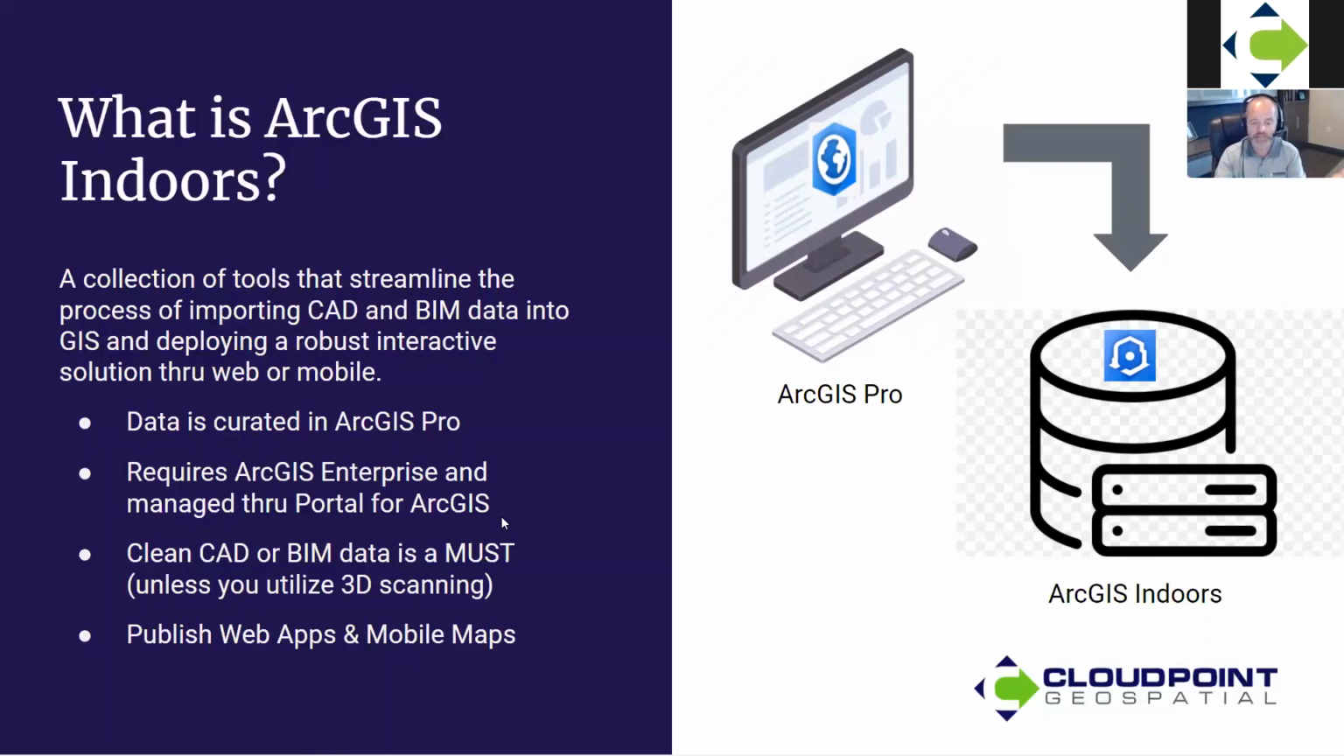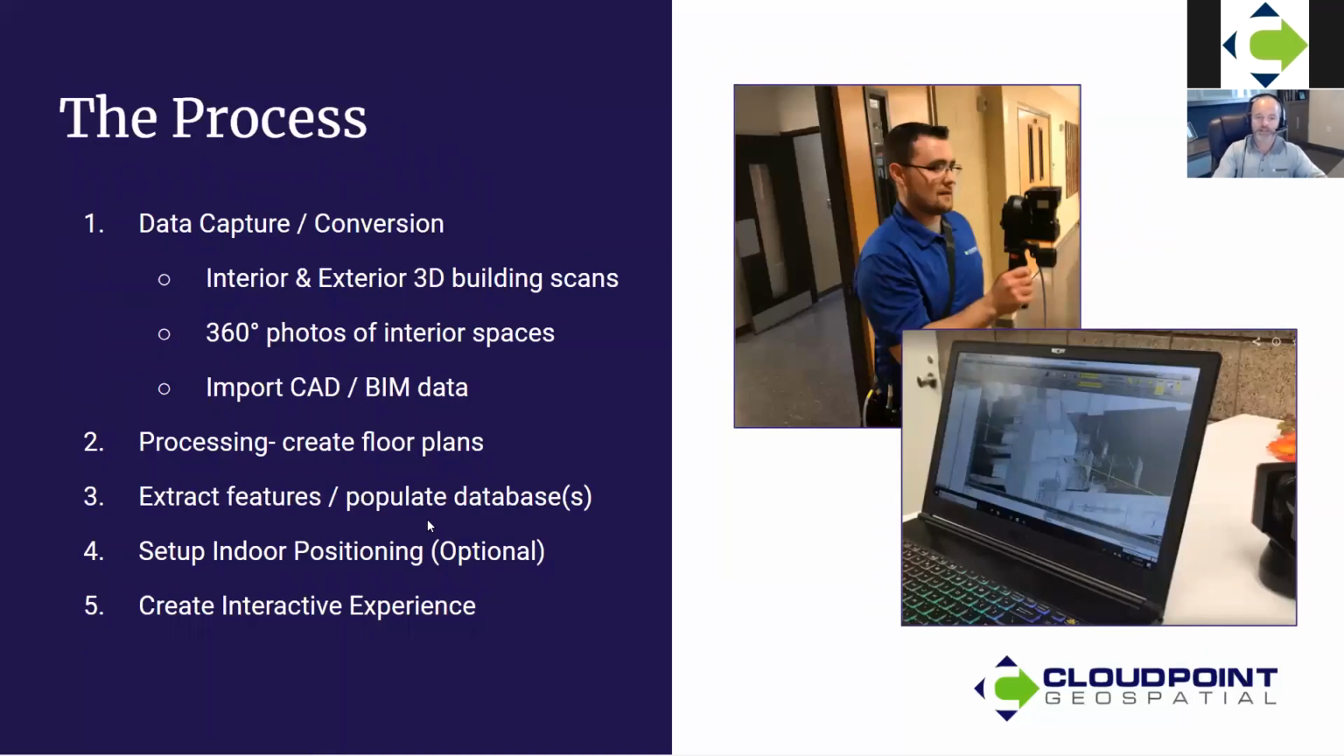Lastly, as the end goal, we're trying to publish web apps and mobile maps to be able to use in your web browsers or your mobile devices for your facility or campus. The process we go through, number one, is getting the data, so that's your CAD files, your BIM files, or capturing it with a 3D scan. In this case, you see an example of a backpack unit walking through the building with a 3D scanner. Then importing that data either from the scan or from the BIM or CAD files, then creating those floor plans, and we'll look at some of those examples of how we create interactive floor plans, and then extracting features.